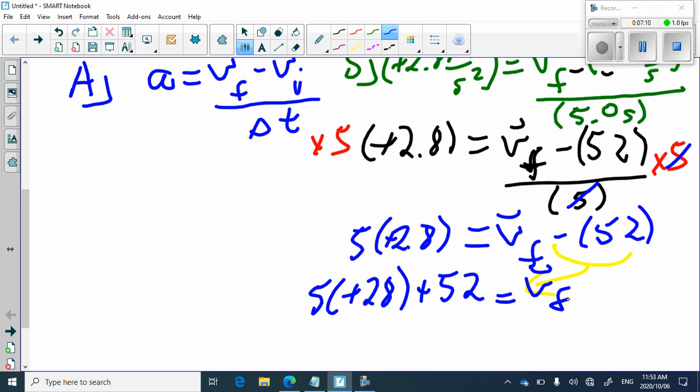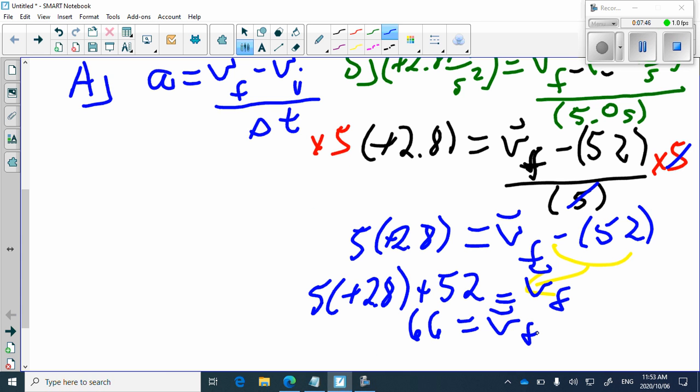So now I get my handy dandy fancy dancy calculator out and I calculate. Give me a moment for those of you watching at home. And I get 192. Okay. Oh, I made a mistake. It's not 192. I multiplied by 28 instead of 2.8. So let me do that again. 5 times 2.8 plus 52, much better, 66. 66 is equal to velocity final.